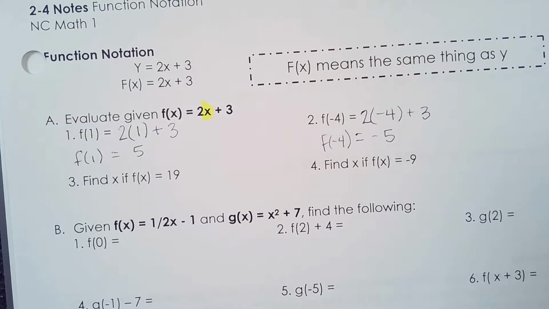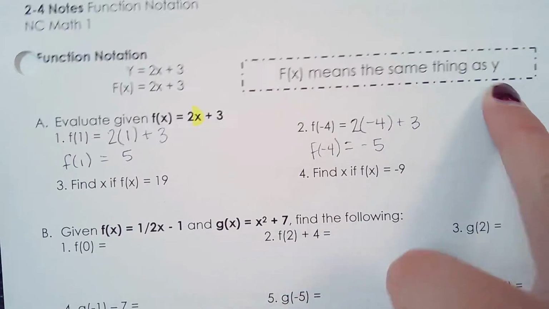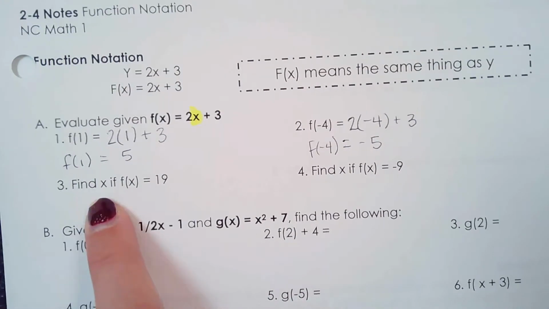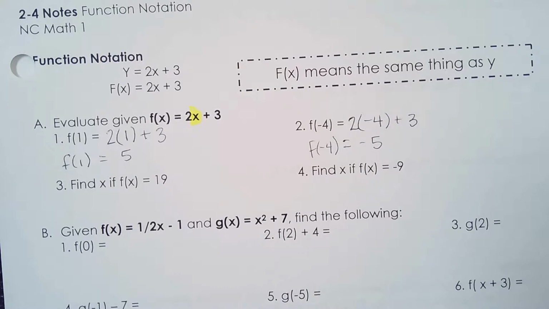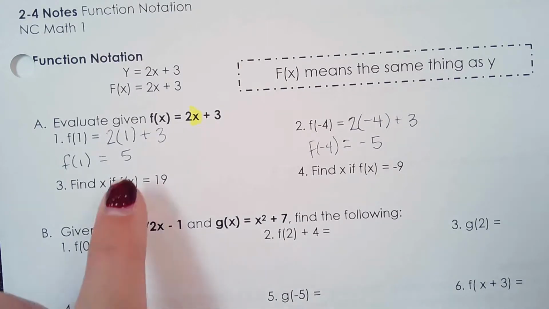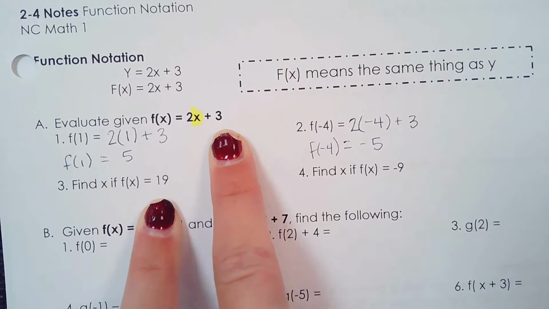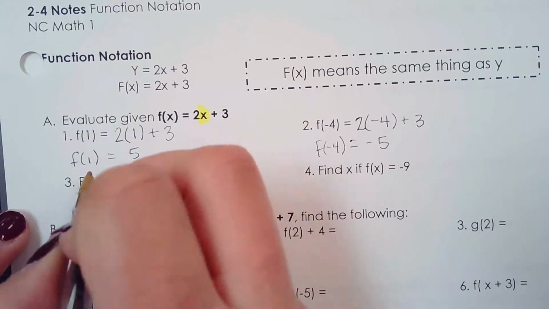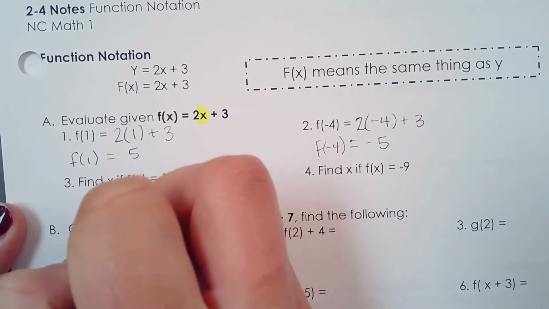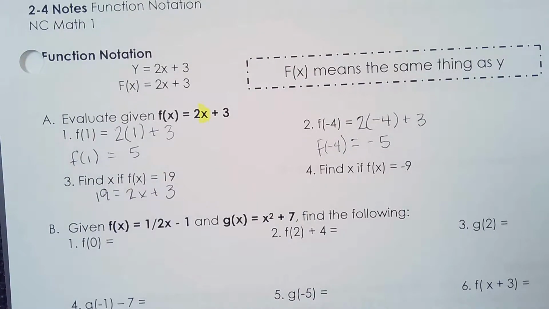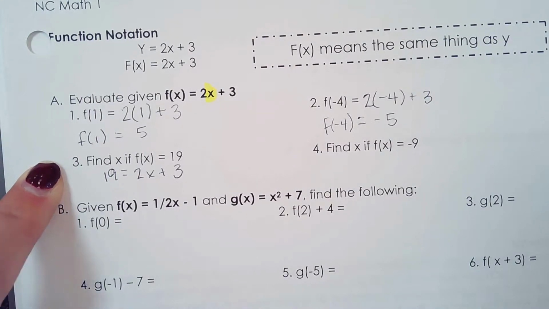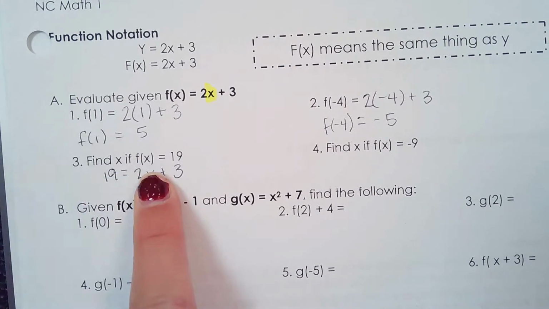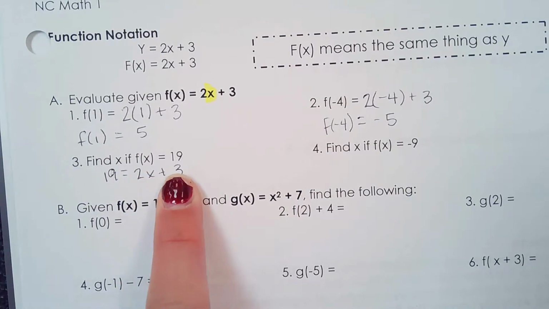All right. So up at the top, we said that f of x means the same thing as y. So for the next part, they want us to find x if f of x equals 19. So they're not giving us a value to plug in for x this time. They're telling you what y equals. So you're setting your function rule equal to that value. So instead of plugging in 19, we're going to say 19 equals 2x plus 3. And we want to see what x is this time. Do we see the difference between these two? So like in this one, x was replaced. And in this one, it's not. So you set it equal to that value and solve for x.